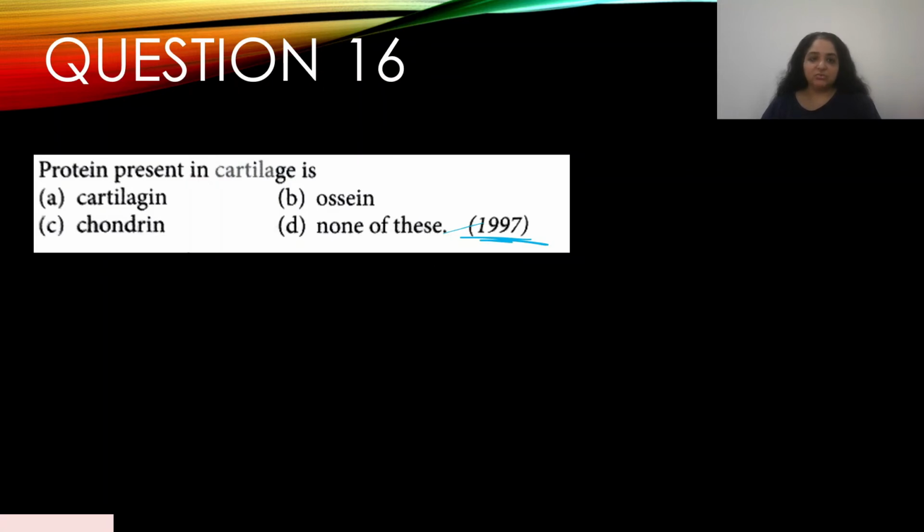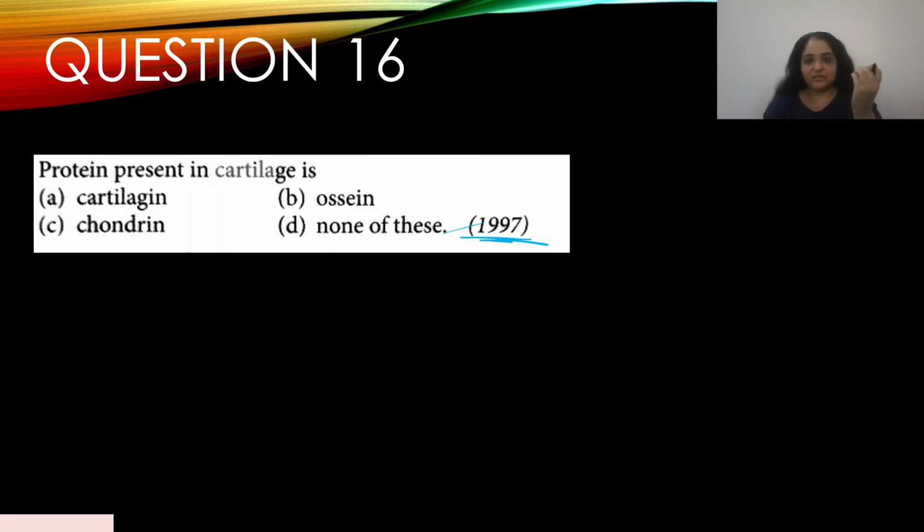Now I had to do some research regarding this question because the options didn't really make sense. The protein present in, now they're talking about the protein part. Remember in the previous question, they spoke about the polysaccharide part, the carbohydrate part. Now they're talking about the protein part present in the proteoglycans, the ground substance, the matrix. So what is the protein present in cartilage? Basically, that's what they want to know.